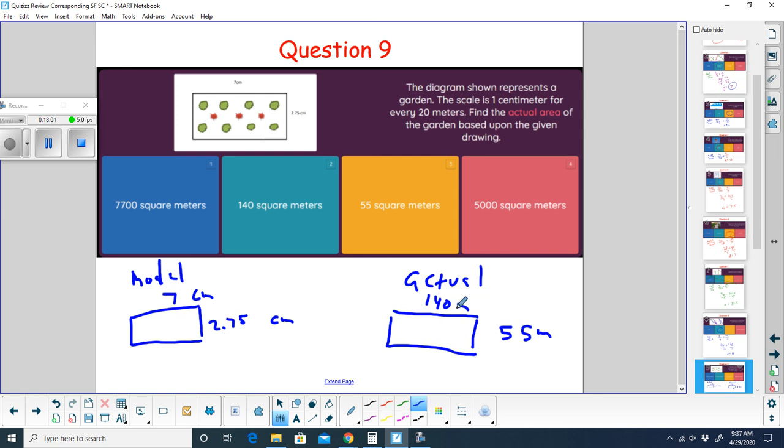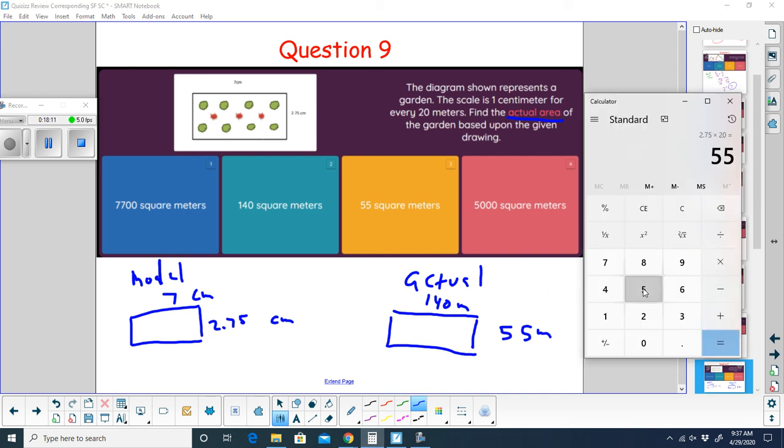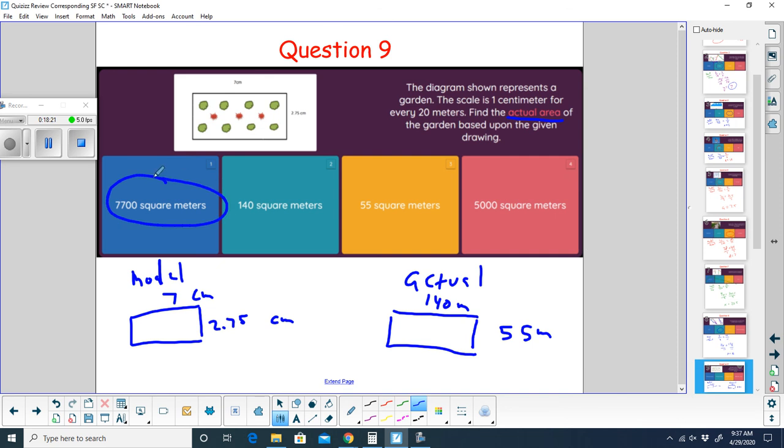But that just gives us the side length. We were asked to find the actual area. Well, the area of a rectangle would be length times width, so we would have to do 55 times 140. 55 times 140 gives us an area of 7,700 square meters. All right.